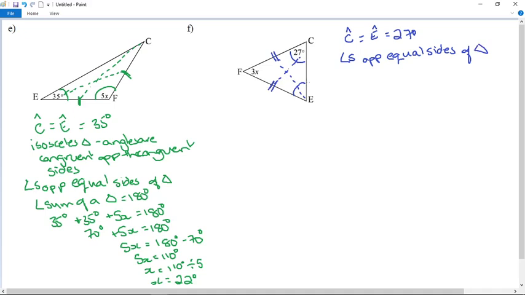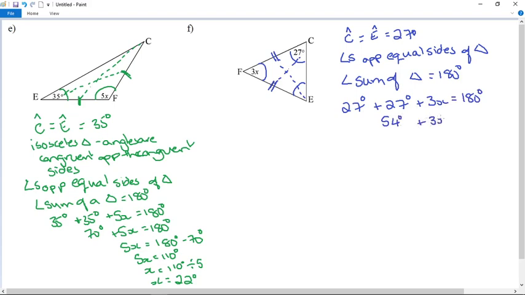Okay, so now we want to find out what x is. So we've got 27 degrees, and 3x in the last corner. So now we need to say the angle sum of a triangle equals 180 degrees. So 27 degrees, that's angle C, plus 27 degrees, that's angle E, plus 3x is going to be equal to 180 degrees. So 27 plus 27 is 54 degrees, plus 3x equals 180 degrees.